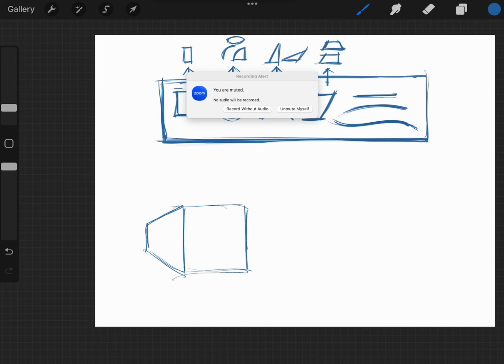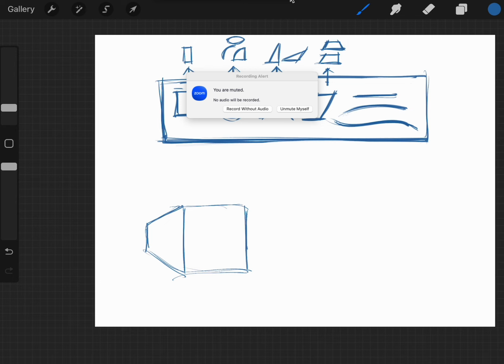Yes. I need to charge this. Okay, I'm going to disconnect my. Yeah, that looks pretty good.